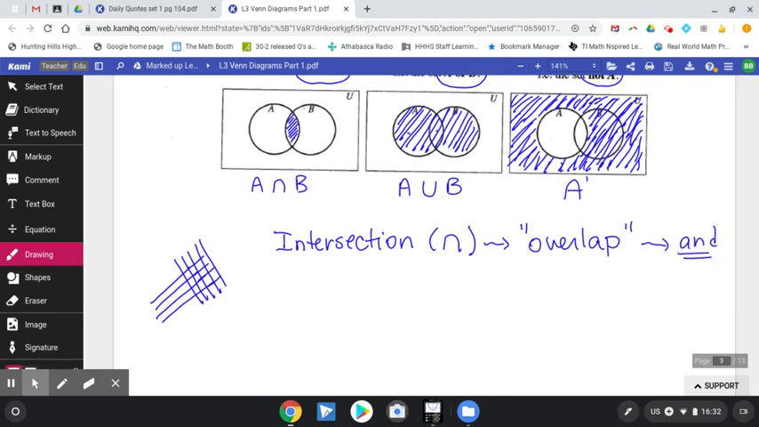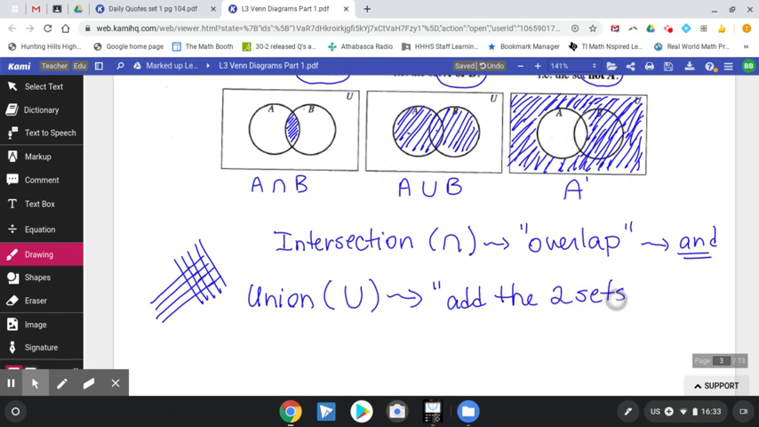And when it comes to union, our symbol is that U shape, not to be confused with just a regular U that's used for the universal set. So this is where we would add the two sections together. We'll say the two sets together.